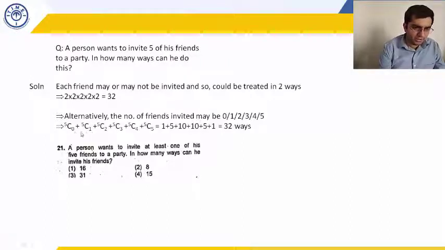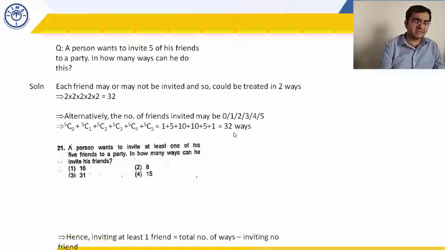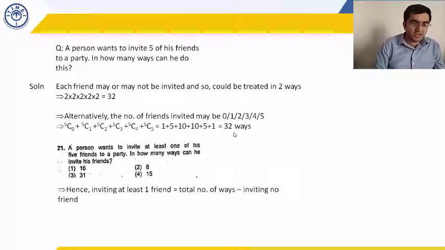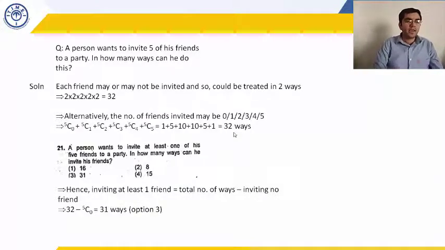It would be total 32 minus 5C0. All of these is at least one friend. So it will be total 32 minus 5C0. That is total ways minus inviting no friend. That is 32 minus 5C0 is 31 ways.